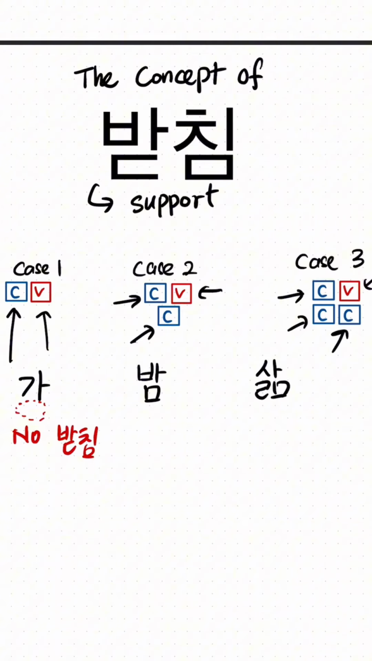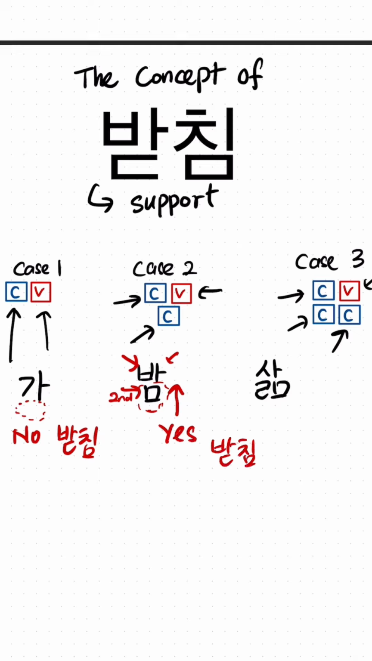Okay, case number two, 밤. We have one consonant, two consonants and one vowel. So is there any 받침? Yes. And why is that? Because we have the second consonant here. So this is supporting the whole character. So yes, we have 받침.